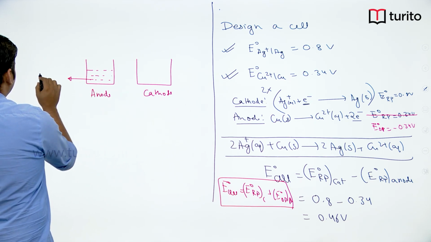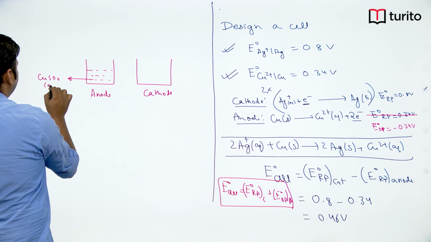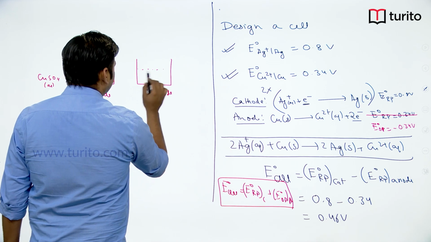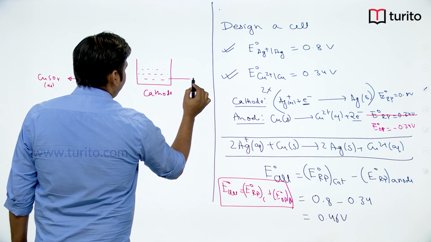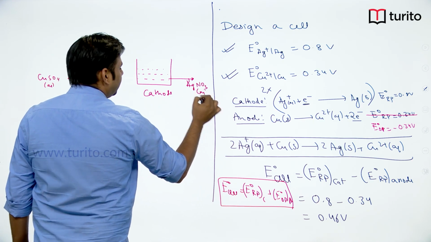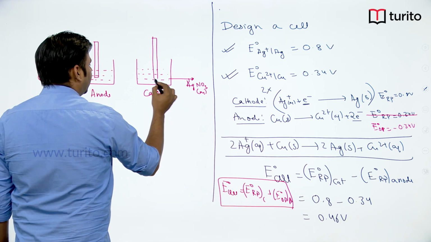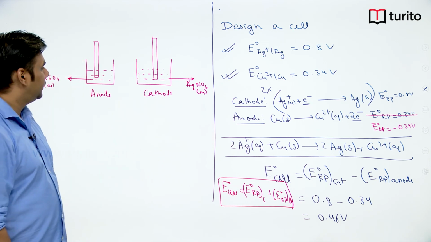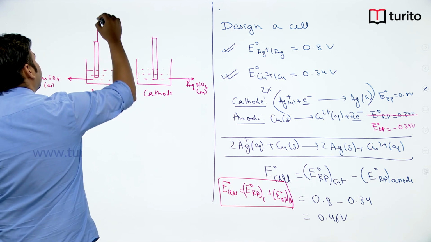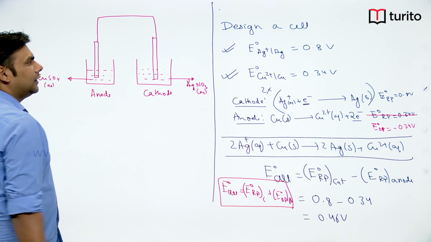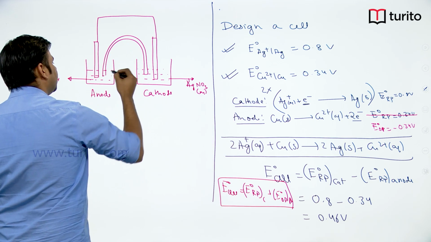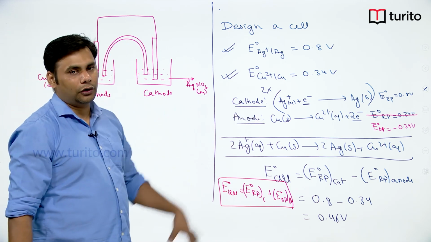In the anode we know that it is copper dipped in copper sulfate solution. Similarly in the cathode it is a silver rod dipped in aqueous silver nitrate solution, or the solution containing the silver ion. Now we can connect them through an external conducting wire, and to complete the internal circuit we have to add a salt bridge.